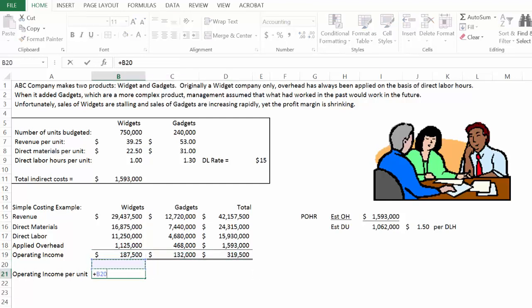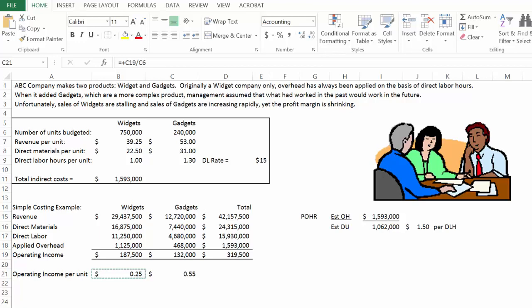So I'm going to take the $187,500 that the widget department made, and I'm going to divide that by the number of widgets. You can see we're only making 25 cents a widget. It is no wonder management doesn't feel they can drop the price anymore. And gadgets are making 55 cents a unit, so they're making a little bit more money.